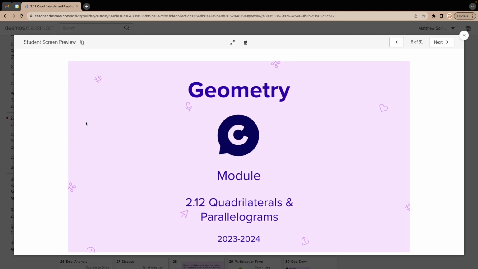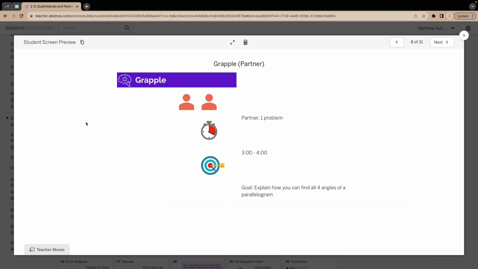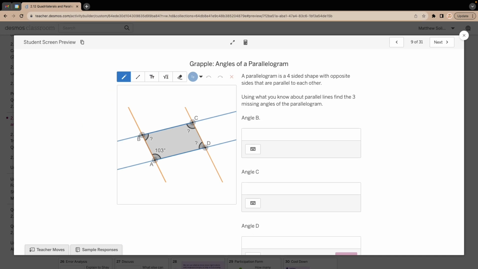Talking about quadrilaterals and parallelograms in this lesson. Let's dive in. It's also going to involve some proofs, but let's just dive in. So when we have a parallelogram, it is a shape where opposite sides are parallel.